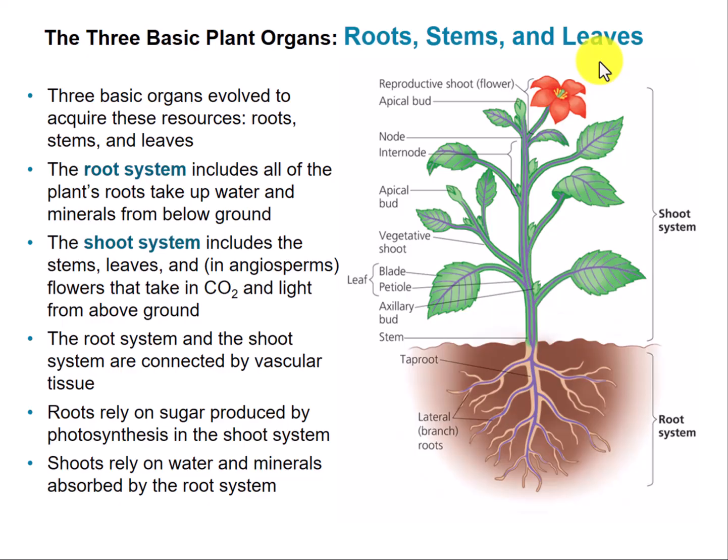We have 2 main systems, like organ systems, just like we've talked about before. And like I just mentioned, our shoot system is going to include our stems and leaves, and the root system is going to include the roots and all the root hairs and things associated with roots. And they're a symbiotic system. As we've mentioned in the past, the roots rely on the sugars produced by the shoot system, and the shoots rely on the water and the minerals absorbed by our root system.